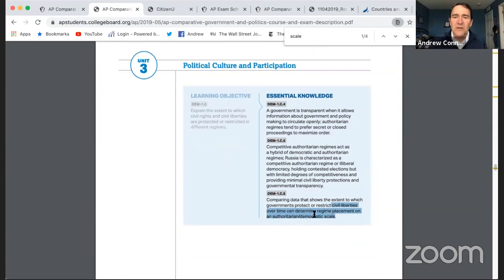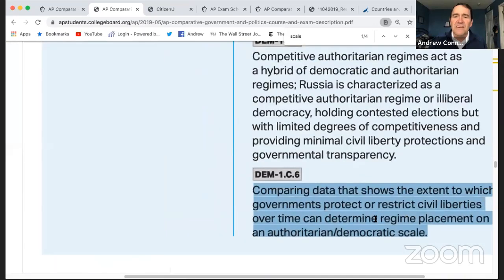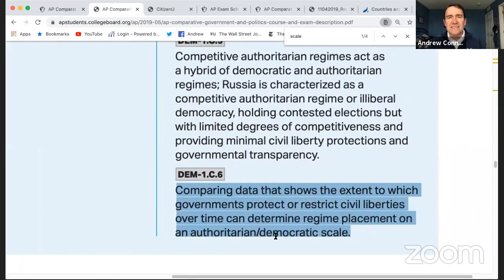So comparing data that shows the extent to which governments protect or restrict civil liberties over time can determine placement on an authoritarian democratic scale. You're going to see that language. I bring it into the argument essay. I'm not making it up. I'm not pulling it out of thin air.